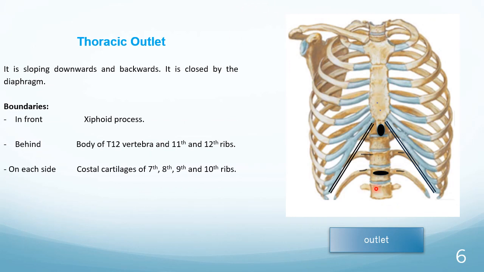This slide showing the thoracic outlet. It is sloping downward and backward, formed anteriorly of the xiphoid process, on both sides the costal margin, and behind the 12th thoracic vertebra and the last two ribs, the 11th and 12th ribs.